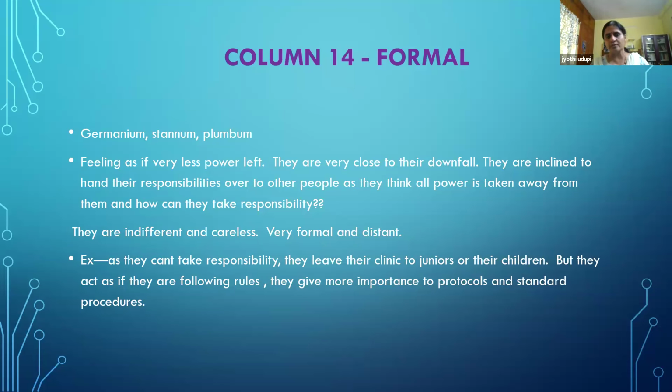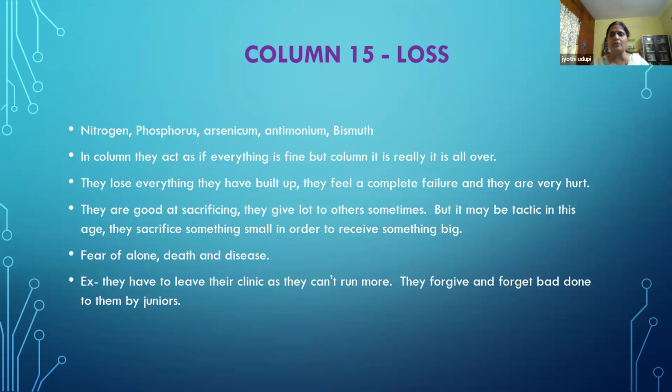Column 15, loss. Nitrogen to bismuth. In column 14 they act as if everything is fine, but in column 15 it is all over. They lose everything they have built up. They feel a complete failure and they are very hurt. They are good at sacrificing. They give a lot to others, sometimes. But it may be a tactic in this age. They sacrifice something small in order to receive something big.